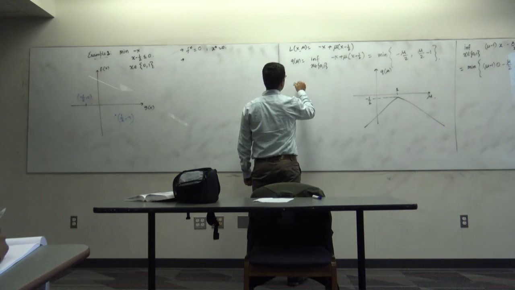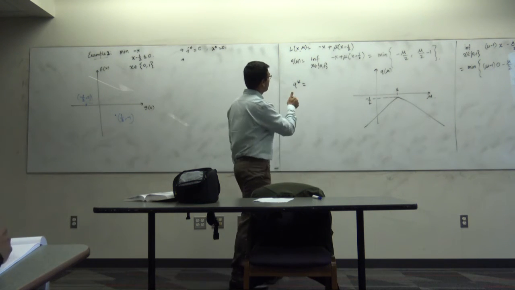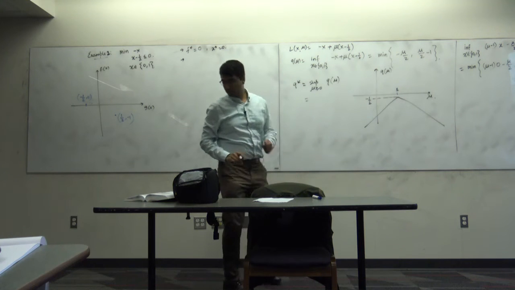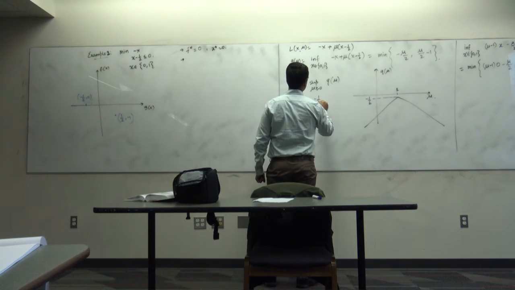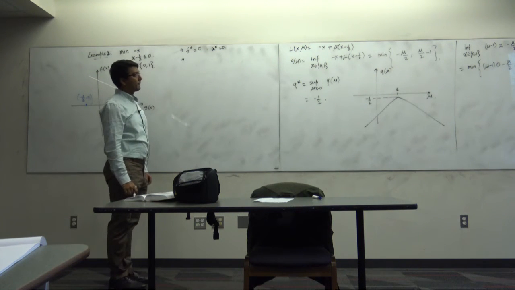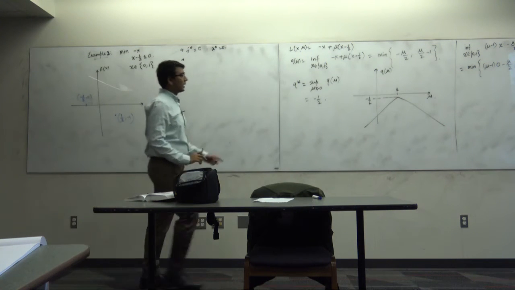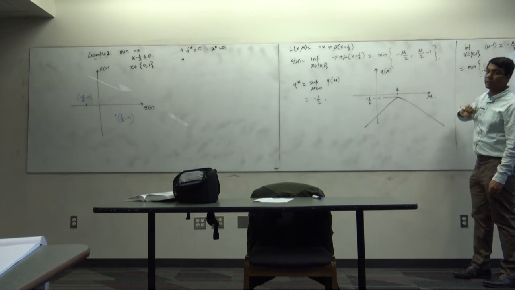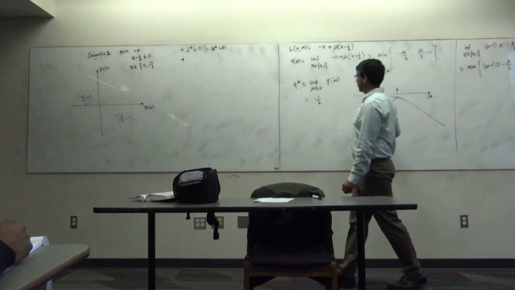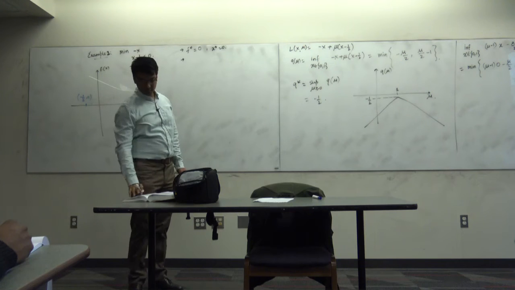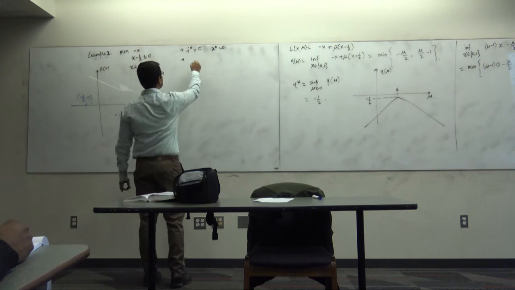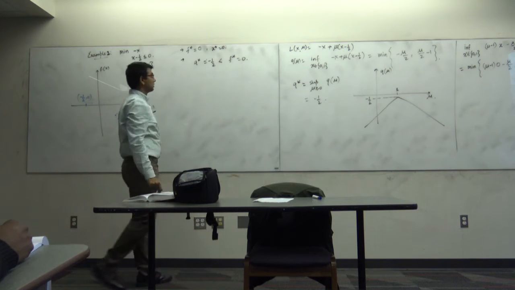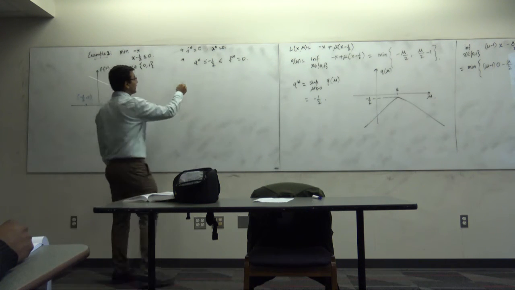What's the value of Q star? Q star is supremum over mu greater than or equal to 0 of Q of mu, that's equal to negative half. Okay, so at negative half, these two values become equal. So when mu equals 1, these two values become equal, and that's where the maximum point is. So what we have is Q star equal to negative half is less than F star, which is equal to 0. Okay, so there is a duality gap here.